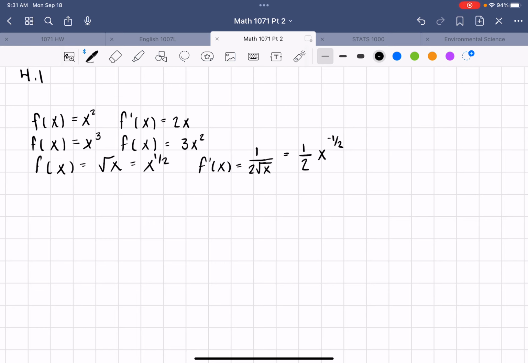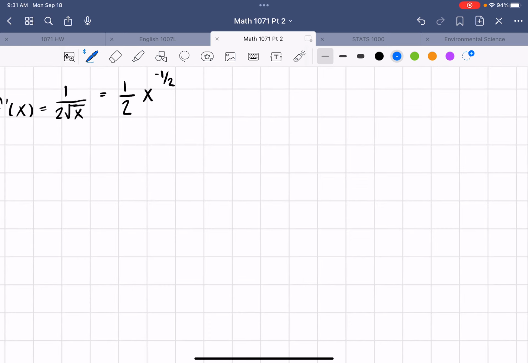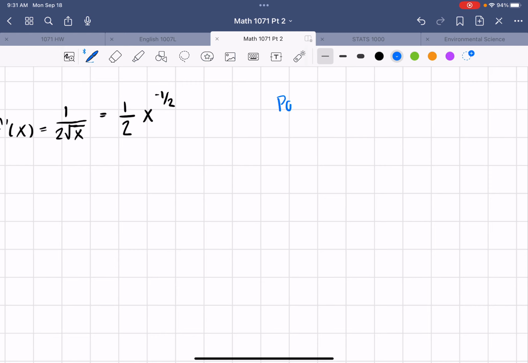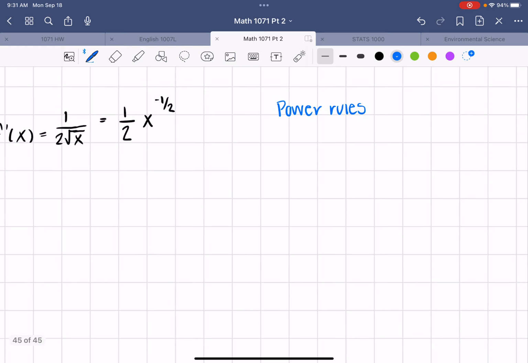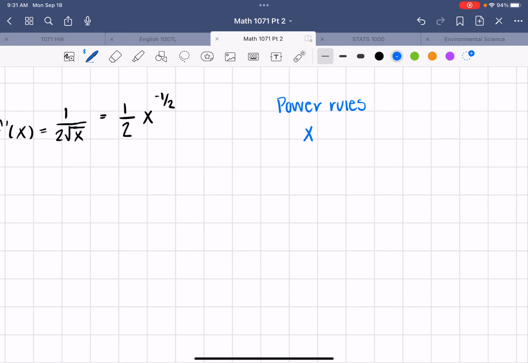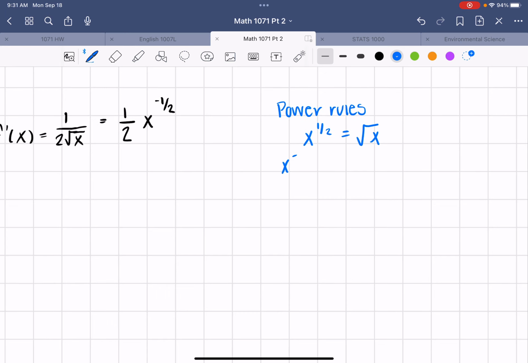I know in the first week we reviewed these power rules. Y'all got to be on board with this. X to the 1/2 means root x. X to the negative 1 means 1 over x. Fractional powers mean roots. Negative power means reciprocal. So if you mix it up, if you got x to the negative 1/2, are you okay? The negative is reciprocal. The half means root. So that's why you've got them both there. Okay.